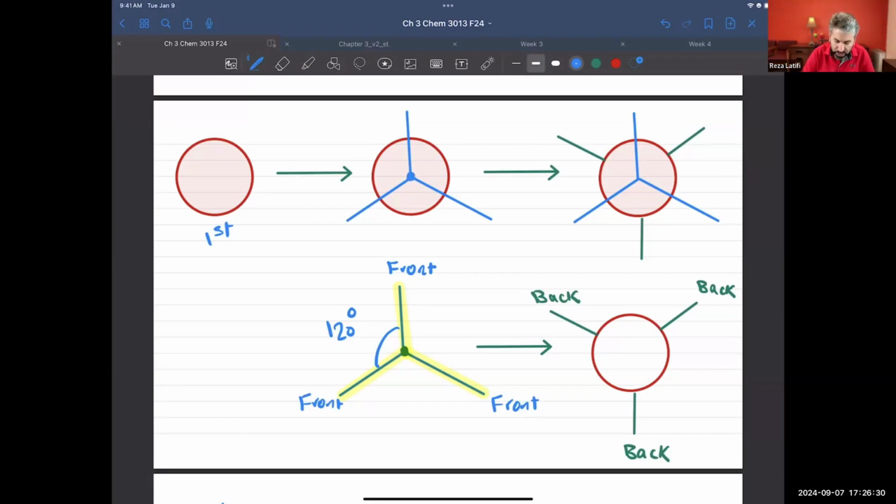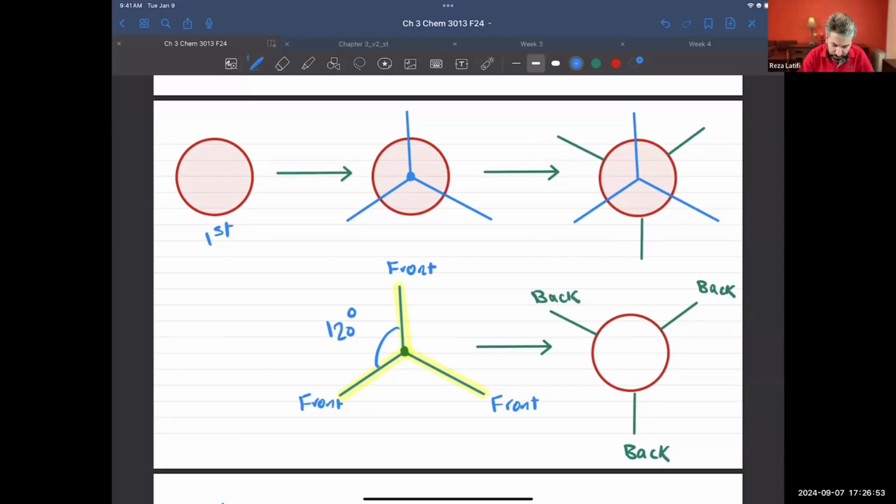So the one I'm highlighting will be the front atom. Those are going to be the front. And I also want to show another atom. Which atom? This one, that's hidden behind the first carbon. I can't see it, but it has some substituents attached to it.